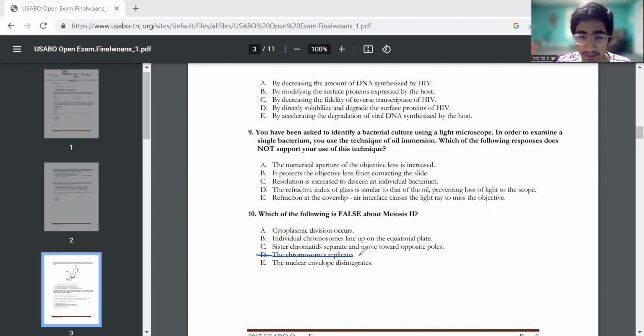So the answer is this. And then the nuclear envelope disintegrates. Even if you don't know that answer, you can already know that the answer is D. And the nuclear envelope definitely does have to disintegrate, because after meiosis I the cells are made, that nuclear envelope is going to have to disintegrate again so that meiosis II can occur. So yeah, the answer is D.